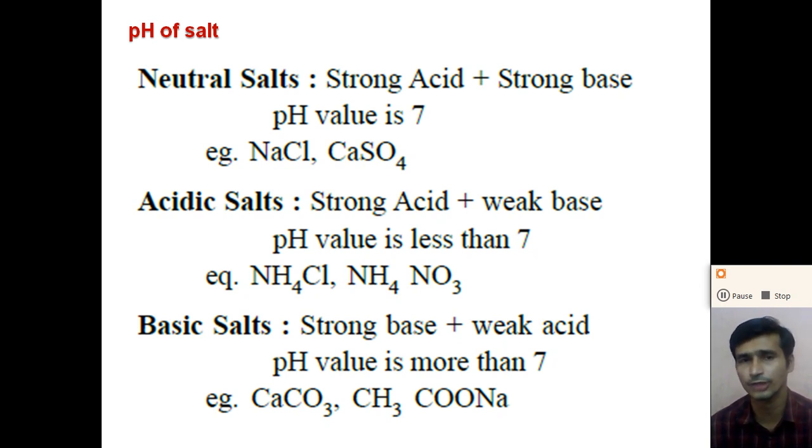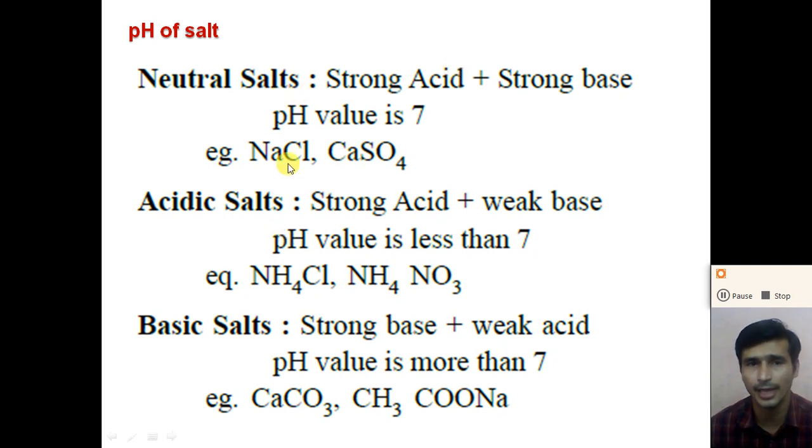So neutral salt has a pH value of 7. How can we obtain the neutral salt? When a strong acid and a strong base react with each other, we form a neutral salt. So neutral salts are formed by the reaction of a strong acid and a strong base, and the pH value of the neutral salt is 7.